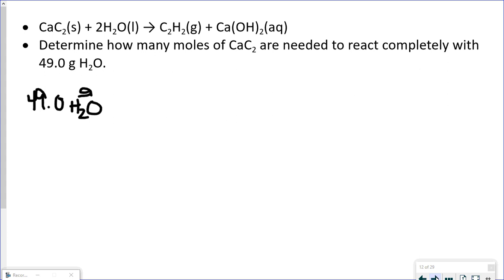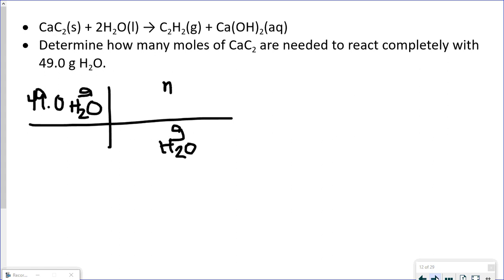And we're looking for moles of calcium carbide. Our first step is always to get to moles. So we no longer need grams of water. That will go down below, and we can change into moles of water.